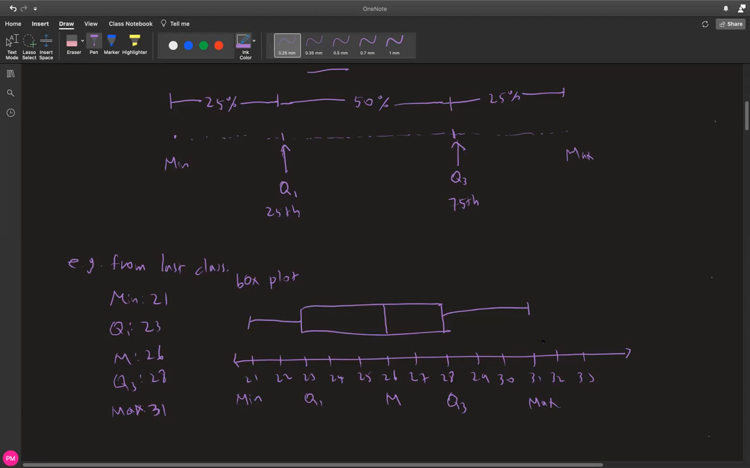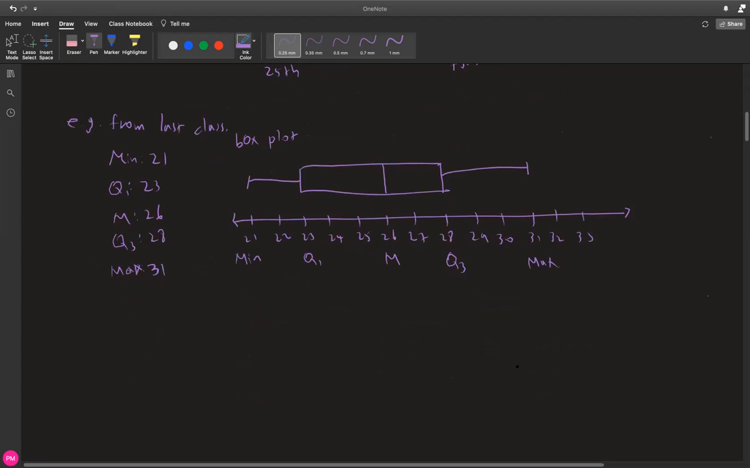So from here, let's find the range and interquartile range of this example. So the range R, we know that it's defined as the difference between the maximum and the minimum.